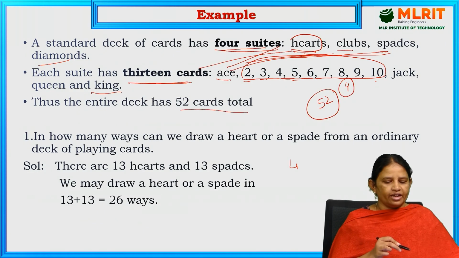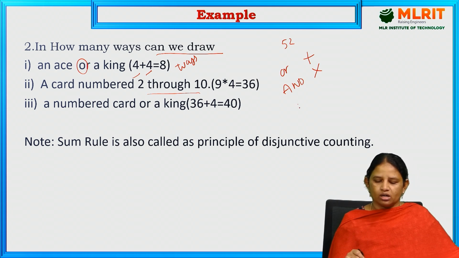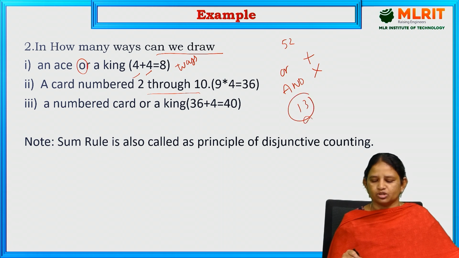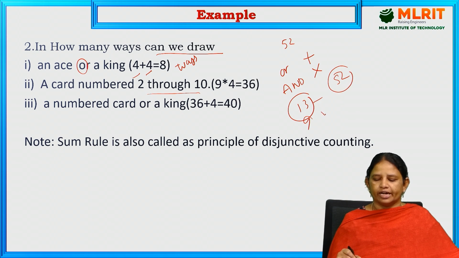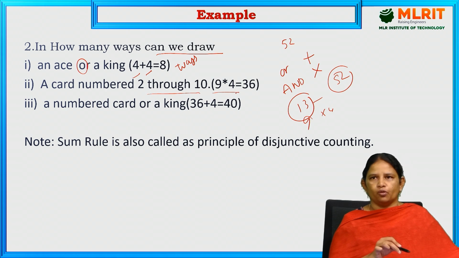So how many ways can we get a numbered card from 2 to 10? In each suit of 13 cards, there are 9 numbered cards. How many cards are in a deck? 52. So that means we are going to get 4 of each. So a numbered card from 2 to 10 is 9 into 4, that is 36 ways we can get a numbered card.